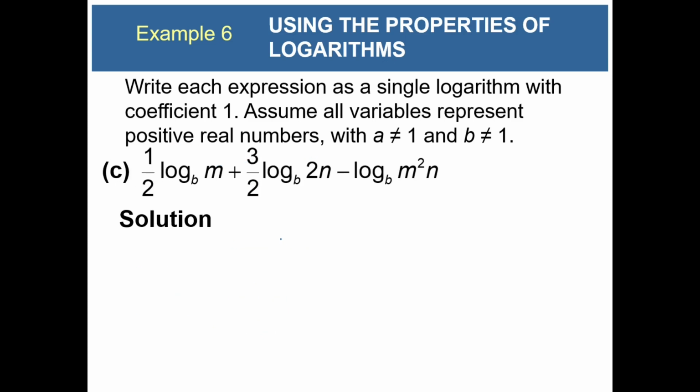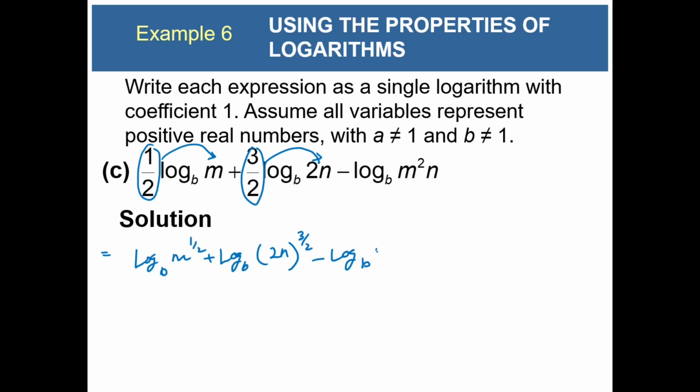Part C, we have 1/2 log base b of m plus 3 over 2 log base b of 2n minus log base b of m squared n. I always use the power rule first, so let's bring up all of these exponents to the top. And we'll be careful when we do that. So this is equivalent to log base b of m to the 1/2 plus log base b of 2n raised to the 3 over 2 minus log base b of m squared n.